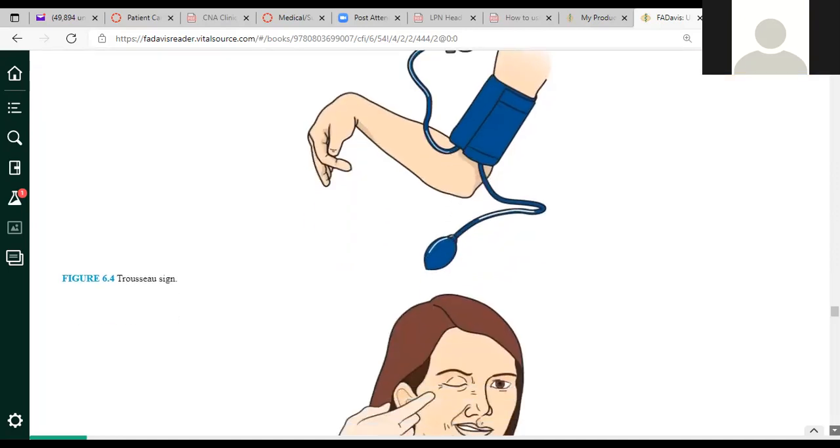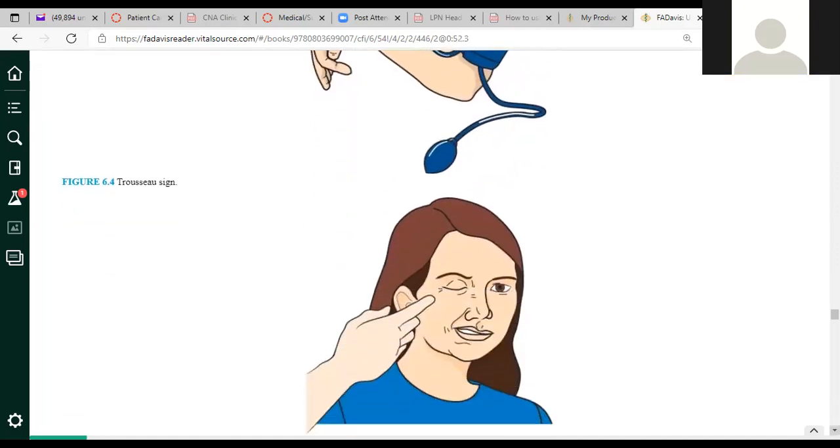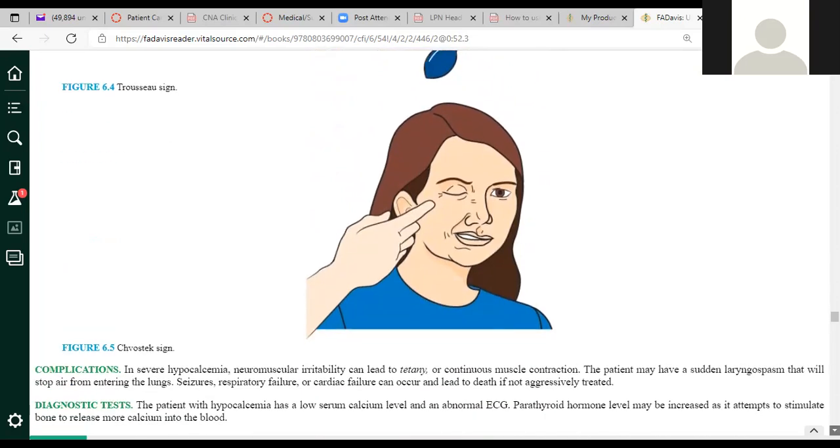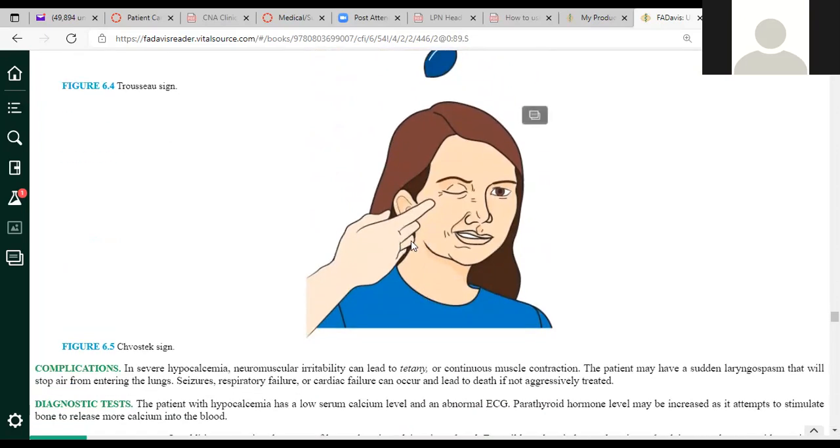And the Chvostek sign, when I was in school, because I had to kind of relate a lot of words to make sure I memorized this information, is more so like the tapping of the patient's cheek will cause some spasms. You will see some spasms in their face, some twitching in their face, those types of things. That would be a Chvostek sign, and it's a sign that the patient is experiencing hypocalcemia.